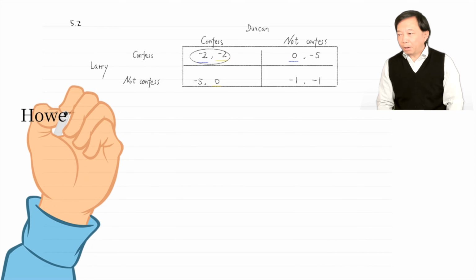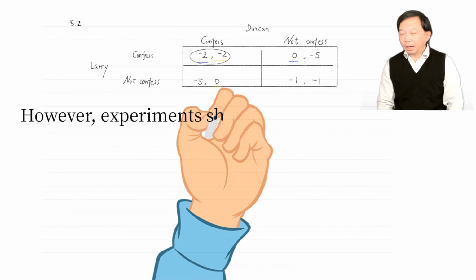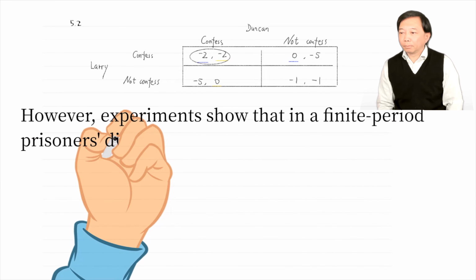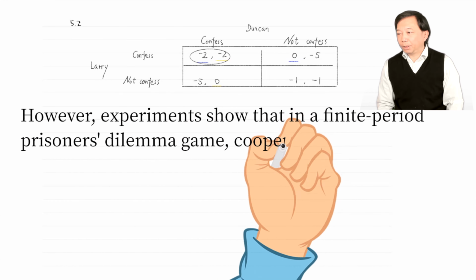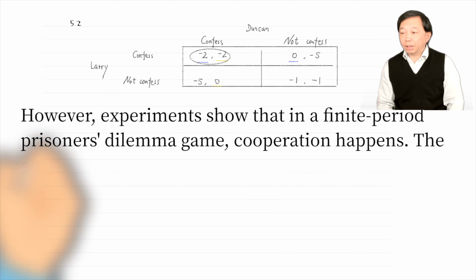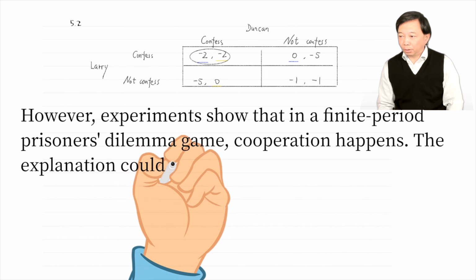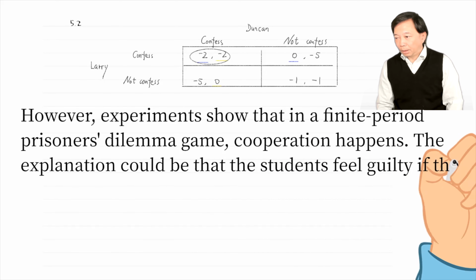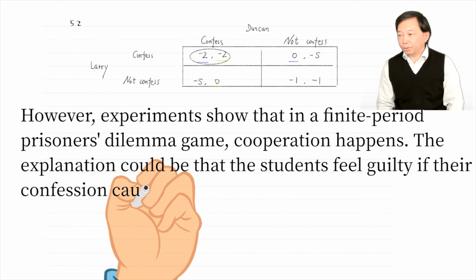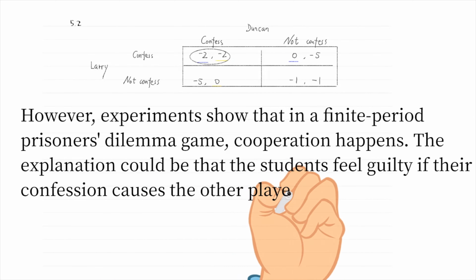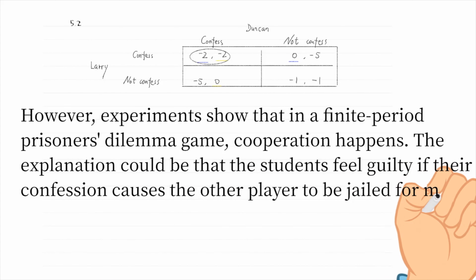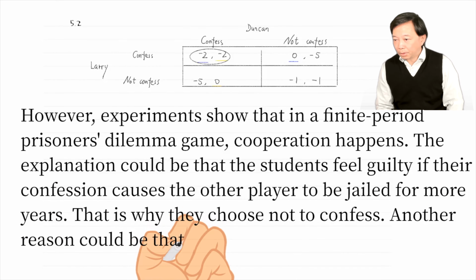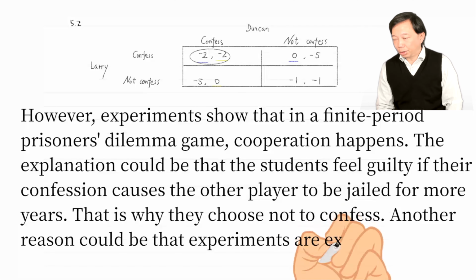However, experiments show that in a finite period prisoner's dilemma game, cooperation happens. The explanation could be that the students feel guilty if their confession causes the other player to be jailed for more years. That is why they choose not to confess. Another reason could be that experiments are experiments and not actual situations.